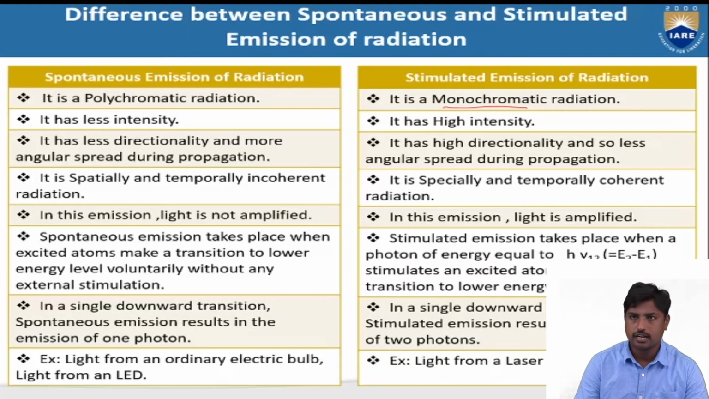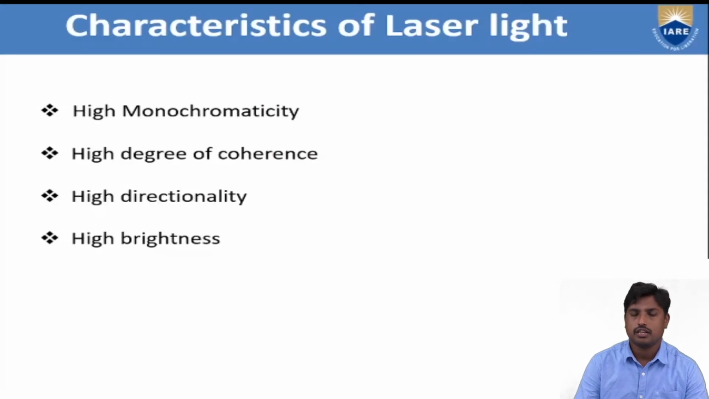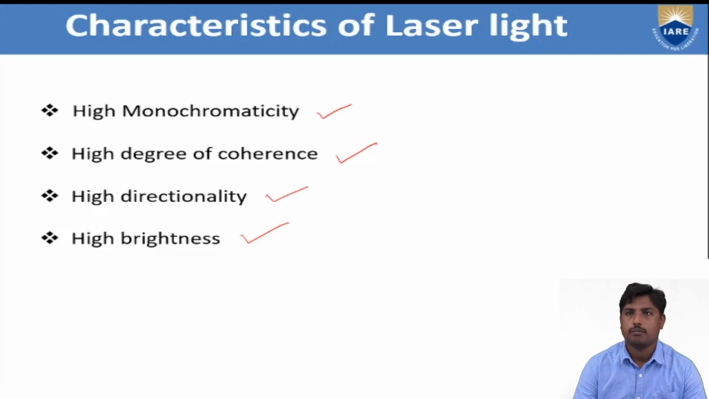Then coming to the characteristics of lasers. We have four main characteristics: high monochromaticity, high degree of coherence, high directionality, and high brightness. Coming to the individual characteristics, the first one is monochromaticity. What is monochromaticity? It is radiation produced in a single color or single wavelength.